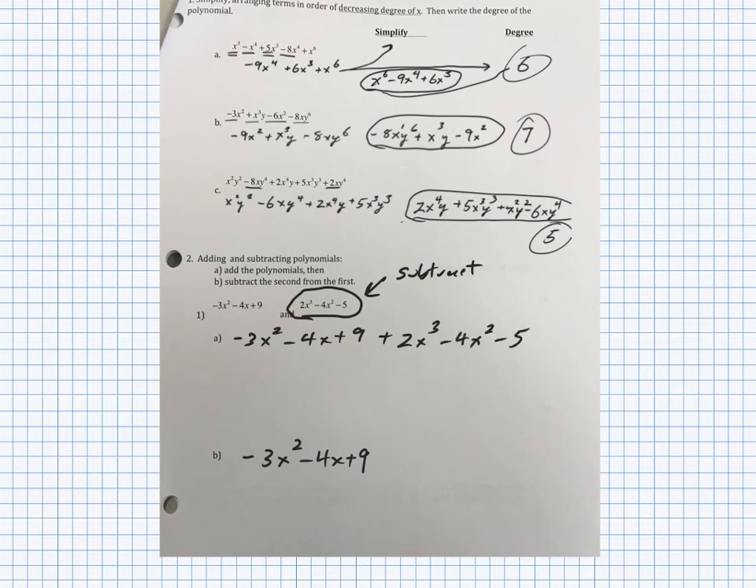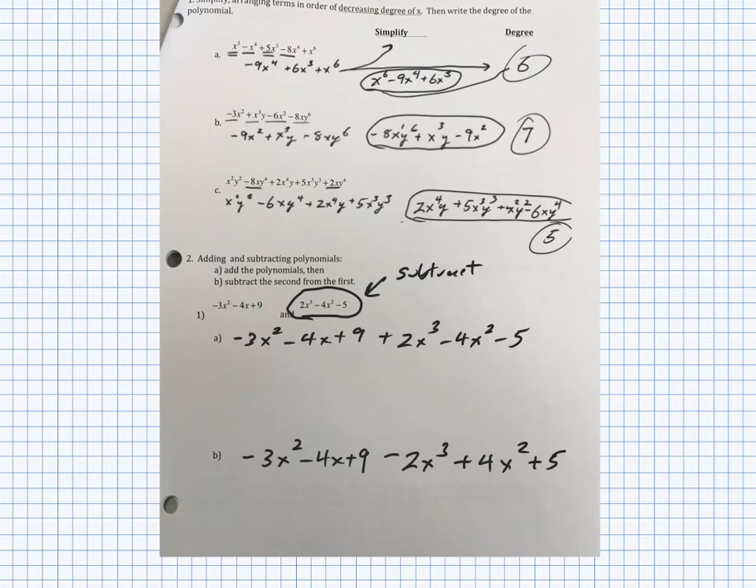When we add them, we don't do anything, we just add them up. But if I'm subtracting the second one, I need to make everything on the inside negative. So that's going to be minus 3x squared minus 4x plus 9, and then minus 2x to the third plus 4x squared plus 5. Does everyone see how I made the signs for subtracting? I made the signs opposite.